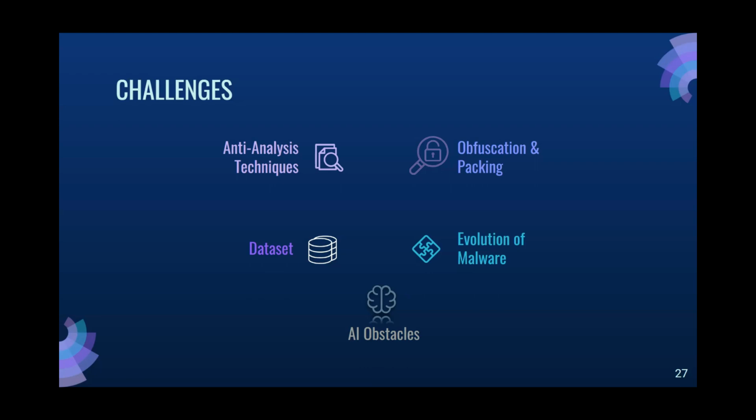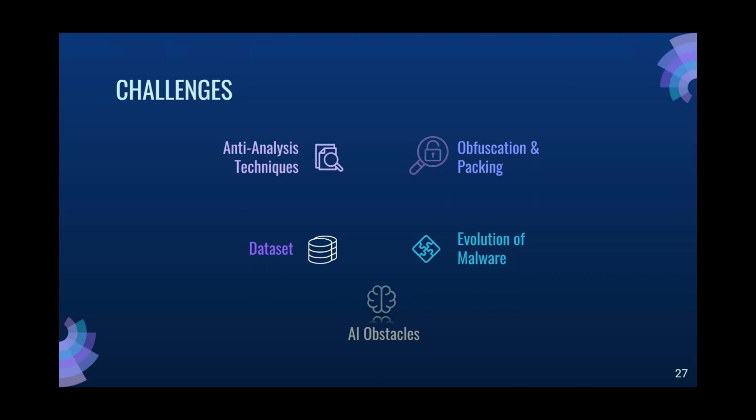Evolution of malware. If we use the static-based method, there is something called genetic programming that could change a little bit in a file, and then the hashes or the control flow graph change. That's the evolution of malware.